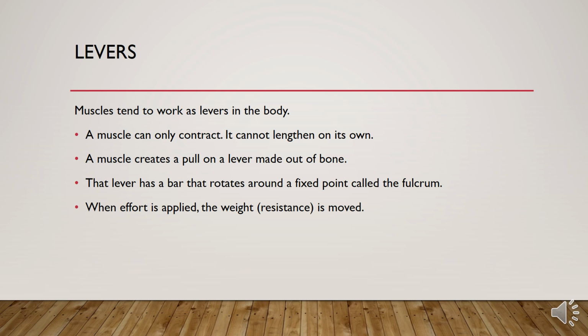Remember, a muscle can only contract. It cannot lengthen on its own. Thus, muscles pull, they cannot push. A muscle then creates a pull on a lever made out of bone. A lever consists of a rigid bar that rotates around a fixed point called the fulcrum. When a force or effort is applied, a weight or resistance is moved. There are actually 3 types of these levers, each of which has a different arrangement of the fulcrum, effort, and resistance. And on page 173, you'll get to see these.